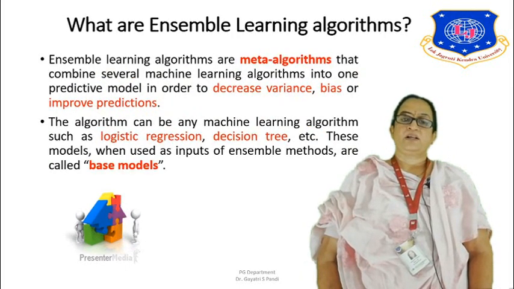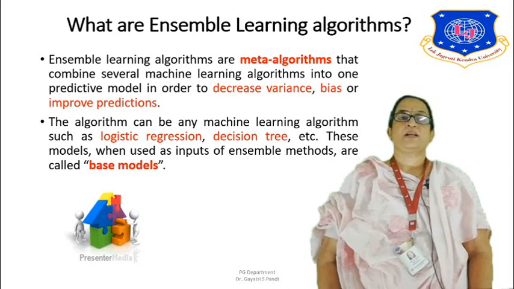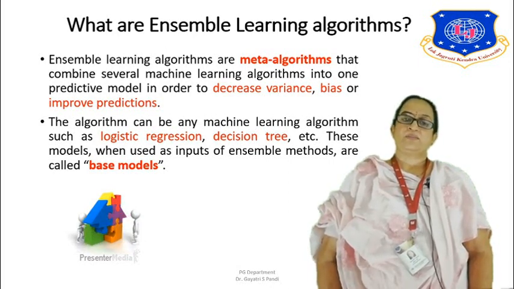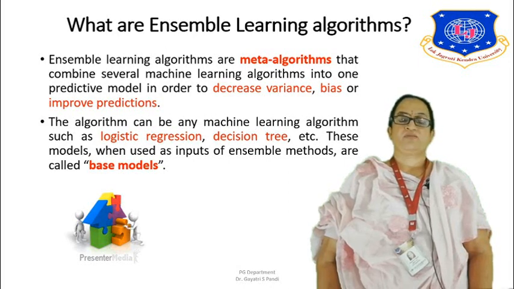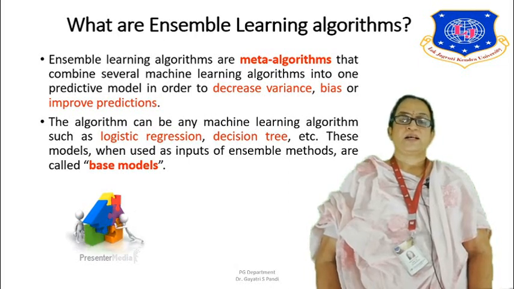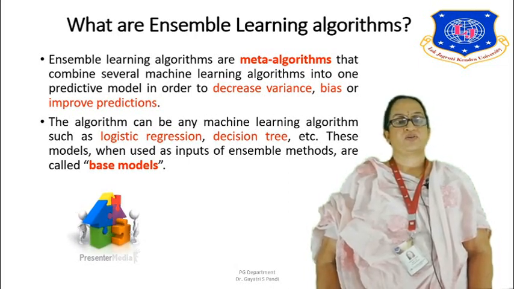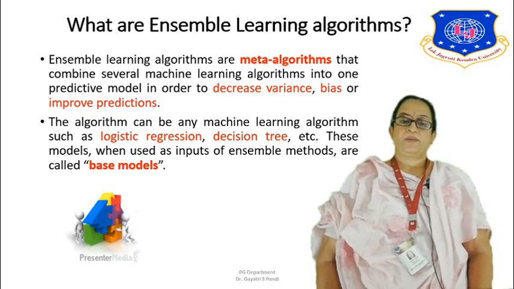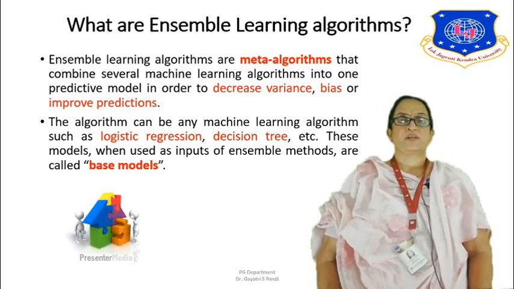So ensemble learning algorithms, now let us see what they are. They are basically meta algorithms that combine several machine learning algorithms into one predictive model, and that is done in order to decrease the variance and bias and improve the predictions. The algorithm can be any machine learning algorithm, such as logistic regression, a decision tree, or any of the algorithms. When used as inputs to ensemble methods, these models are called base models. So a base model could be a logistic regression, a decision tree, or any of the models which you are using as a technique for ensemble learning.